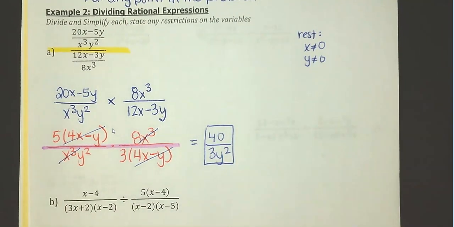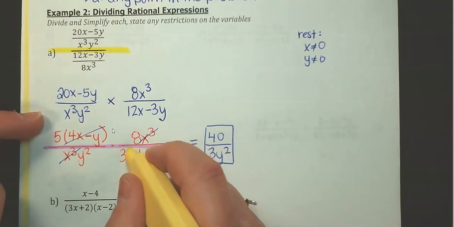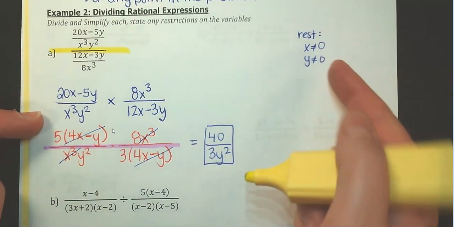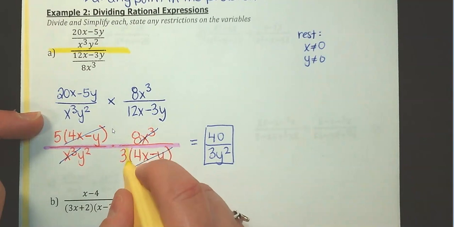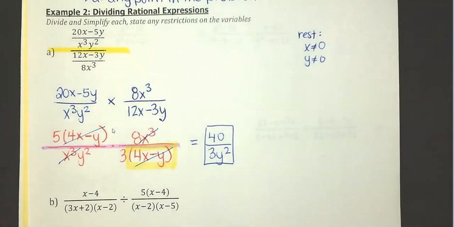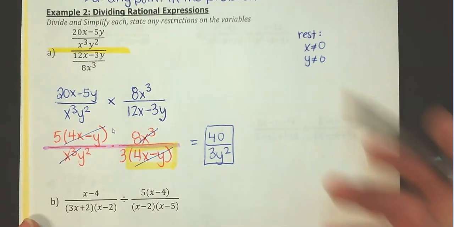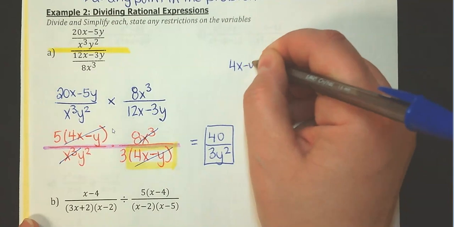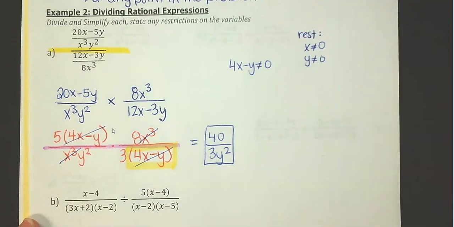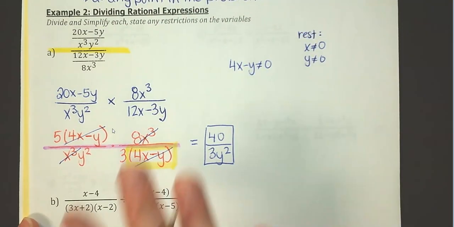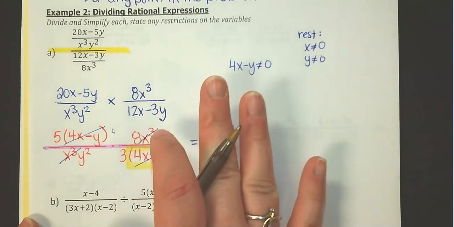And in terms of my restrictions, what ended up in the bottom here, the only other thing we're going to need to restrict, let's see if I can highlight this for you. I've already taken care of x can't be 0, y can't be 0. This ended up in the denominator, and I would take it from the factored form. It's a little weird because you have two variables, but I don't want 4x minus y to be 0. If you want to just write it like that, that's completely fine with me.